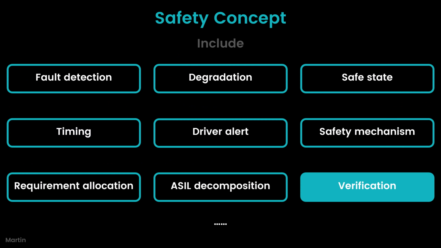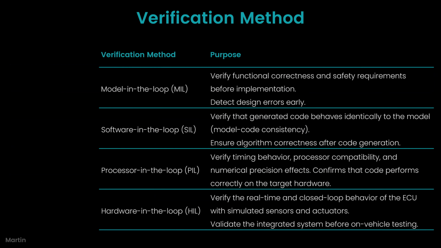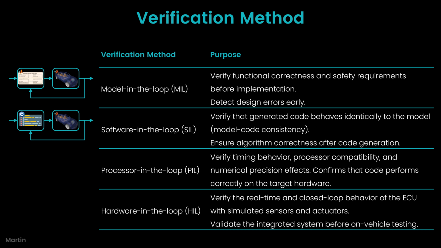Okay, let's move on to verification methods. In ISO 26262 compliant development, Model in the Loop, MIL, verifies control algorithms and functional requirements early using executable models. Software in the Loop, SIL, tests automatically generated code in simulation to ensure it matches model behavior. Processor in the Loop, PIL, runs the code on the actual processor to validate timing and numerical effects.